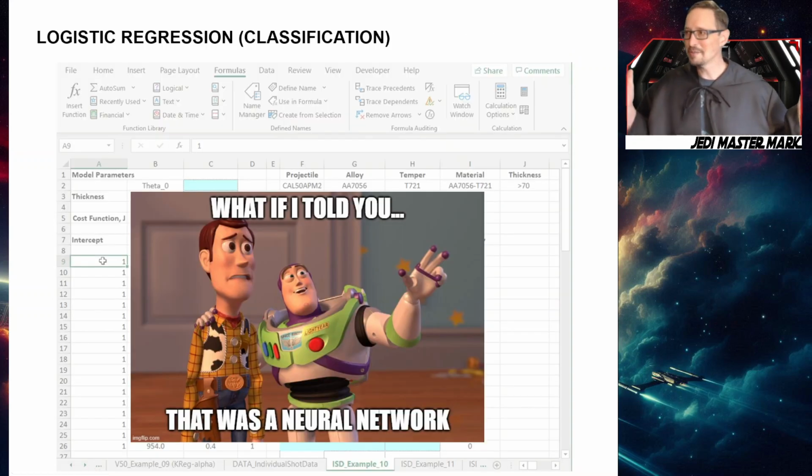What if I told you that was a neural network? Well, that came quick. Actually, if you look at this, you can look at this as a single node in a neural network. Every node within a neural network has both a linear regression portion as well as a nonlinear activation function. And so the sigmoid function, in essence, is that nonlinear part. So you could even look at this as a very simple one node neural network.